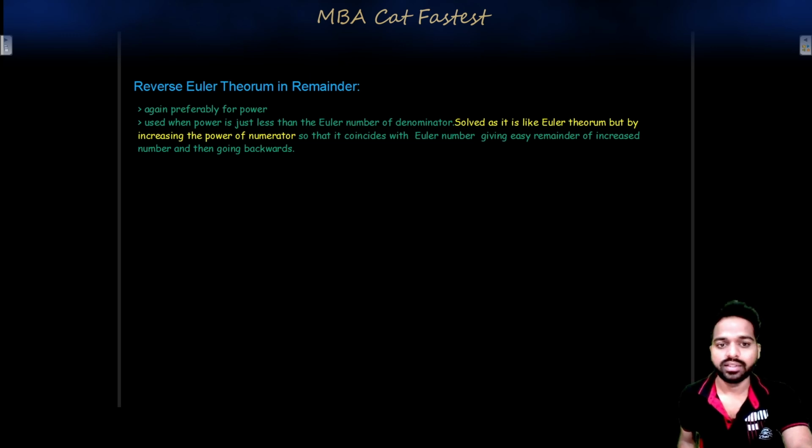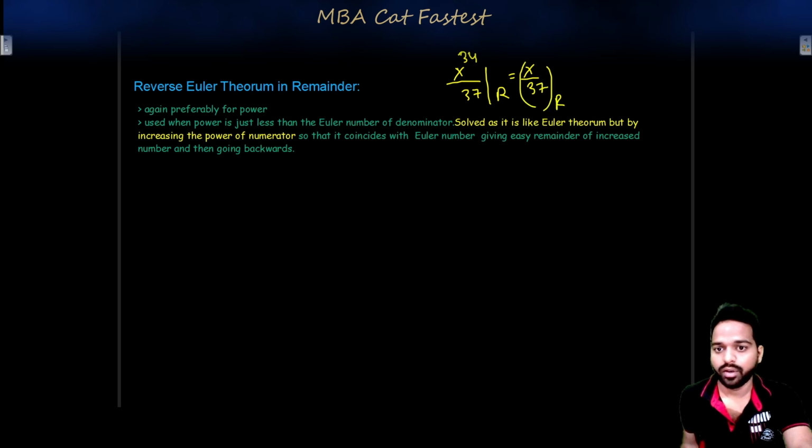Okay, fine. Reverse Euler theorem is again preferably used for powers. It is used when the power is just less than the Euler number of the denominator. For example, we have seen Euler of 37 is 36. Now if the power comes to be 34, x to the power 34 divided by 37, what will happen? Your purpose of applying Euler theorem is not solved, because for Euler theorem this is 36, right? So even if you solve here x by 37, you can find the remainder of this, but 34 divided by Euler of 37, which is 36, still leaves a remainder of 34.